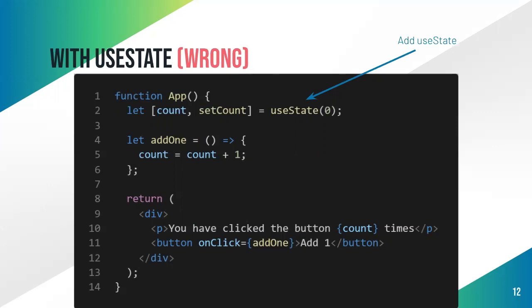Here's an initial implementation of useState that's still wrong. We have this count state, and then setCount, and we're setting it initially to 0. Now, who can tell me why this is wrong? Notice that there's a variable that we created that's not getting used.